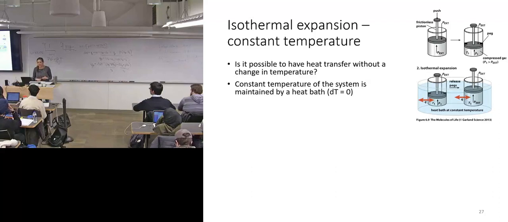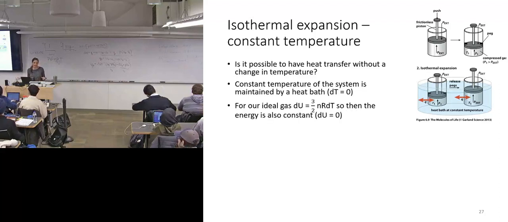So, constant temperature of the system maintained by the heat bath means dT = 0. We said we have an ideal gas inside of our piston, so if dU is equal to 3/2 nR dT, and dT is 0, dU also has to be 0. If there's no change in temperature for an ideal gas, then there's no change in internal energy for the ideal gas, because the measure of internal energy was just kinetic energy, which was just temperature.